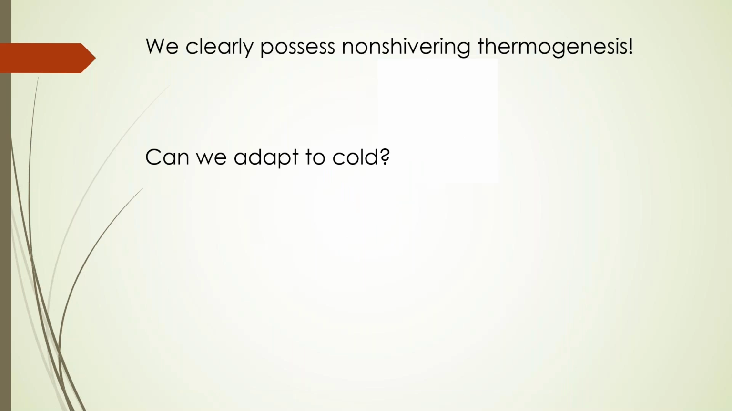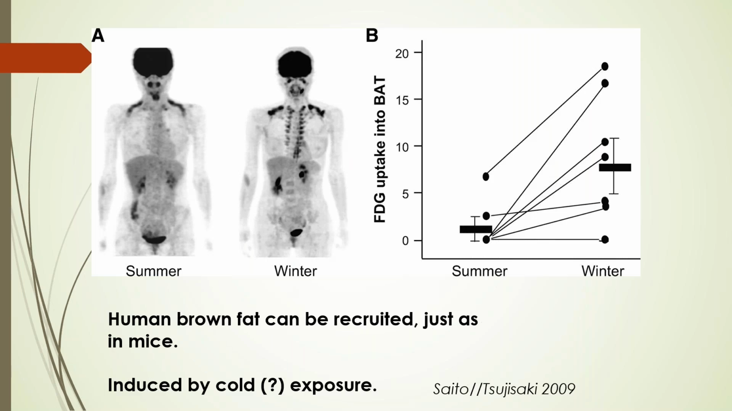But can we adapt to cold? Whenever we talk about brown fat, we talk about them in terms of cold adaptation. So is the brown fat in humans detected through PET scan also an adaptive organ? Can it adapt to cold and increase thermogenesis?